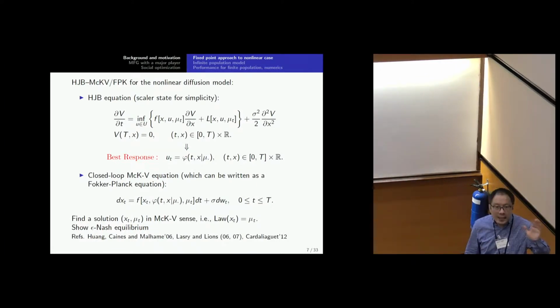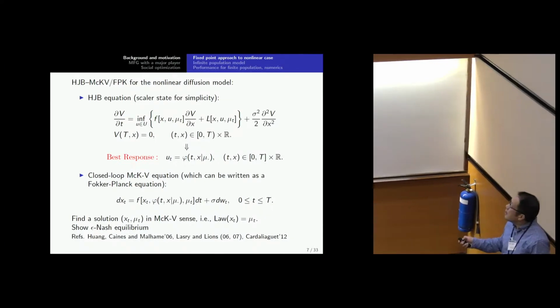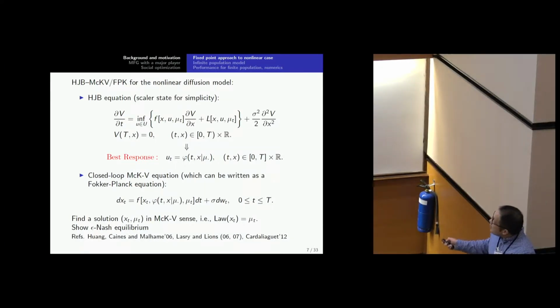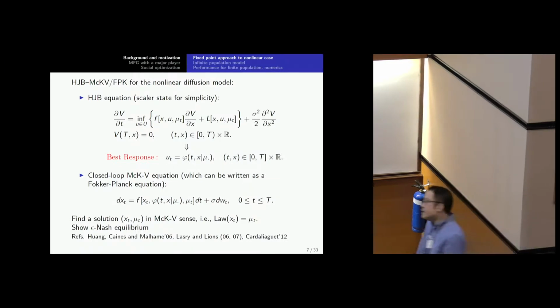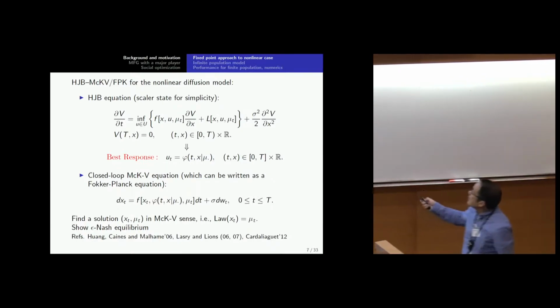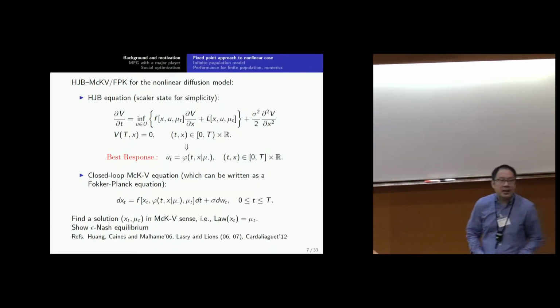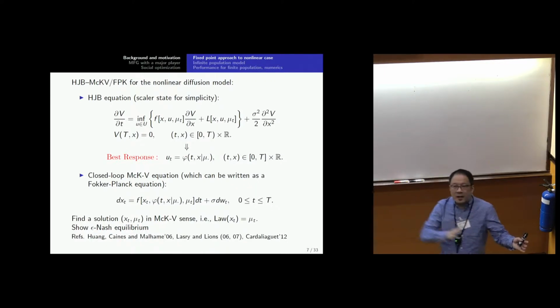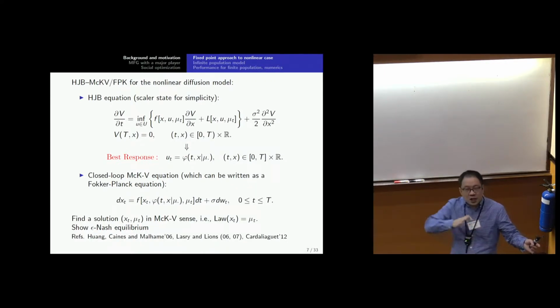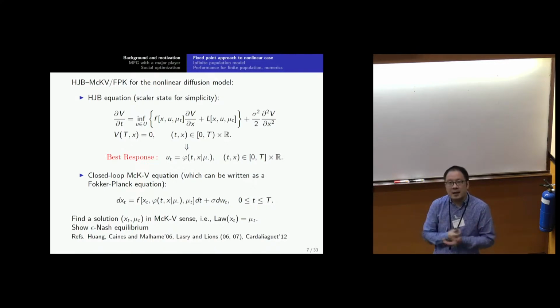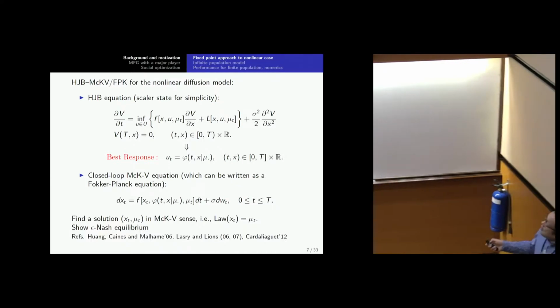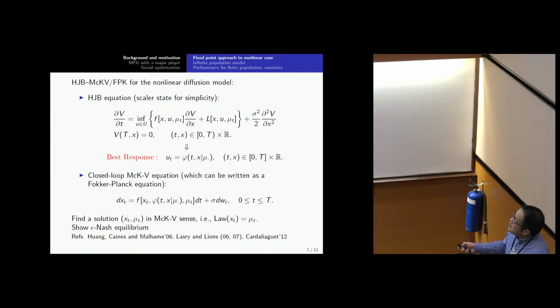Although technically it's a little bit more complicated because now we need to directly deal with a measure-valued function on 0 to big T. In the papers, we can call this the measure flow. You can think of a measure-valued flow generated by the stochastic dynamics. So this is how we can derive the two equations for the nonlinear case.